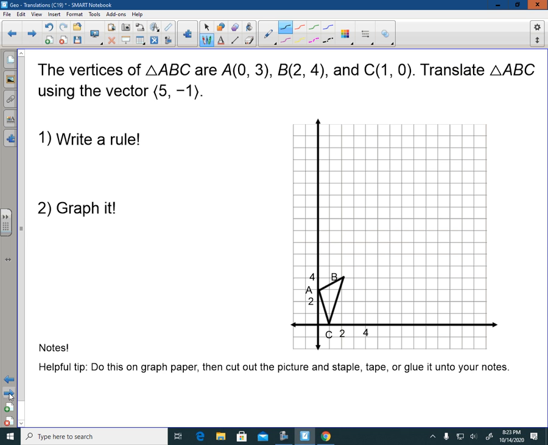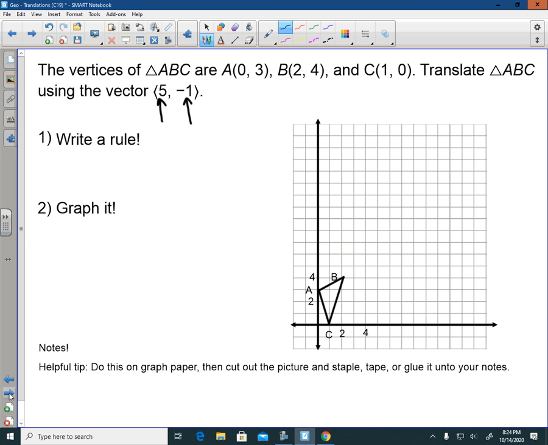So the best thing to do is kind of get this business done with an example. And so here's another opportunity to use some graph paper. I've thrown this triangle down on some graph paper, and we are going to move it. The problem says the vertices of triangle ABC are A, which is at 0, 3, B, which is at 2, 4, and C, which is at 1, 0. And we are being asked to translate triangle ABC using the vector 5, negative 1. So what we know about what we have to do with this triangle is we're going to move it 5 to the right and 1 unit down. That's what that vector notation is telling us.